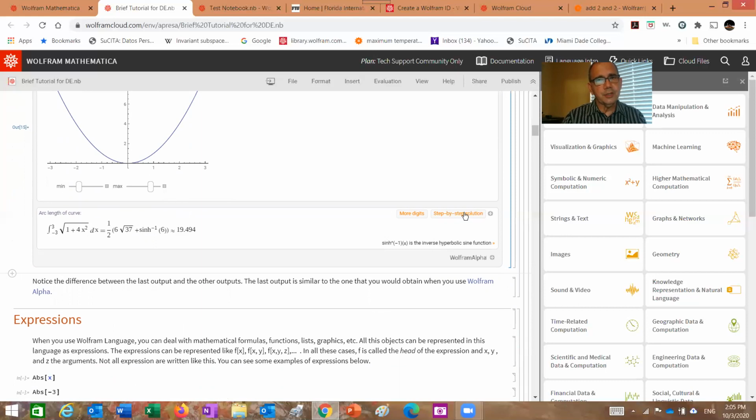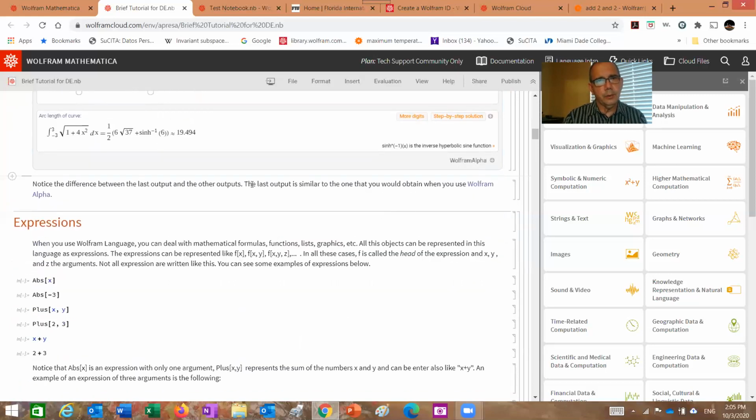So remember, this in general doesn't work unless you use Wolfram Alpha and you have a professional account. That means that you have to pay something, or you have the application. The application is cheaper. But notice the difference between the last output and the other outputs. The last output is similar to the one that you would obtain when you use Wolfram Alpha.